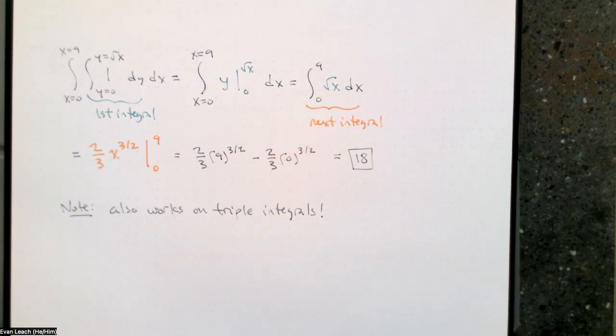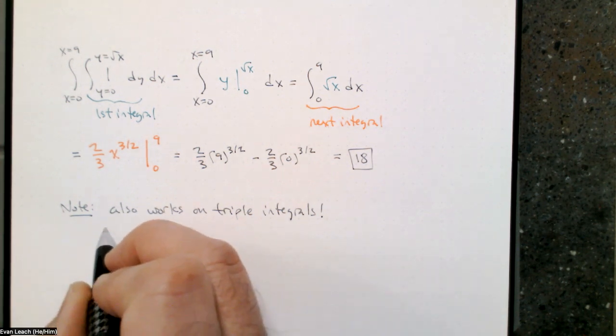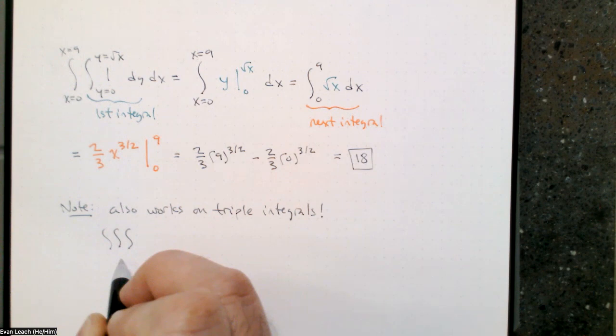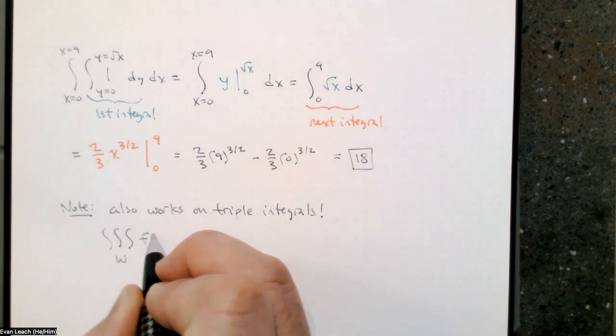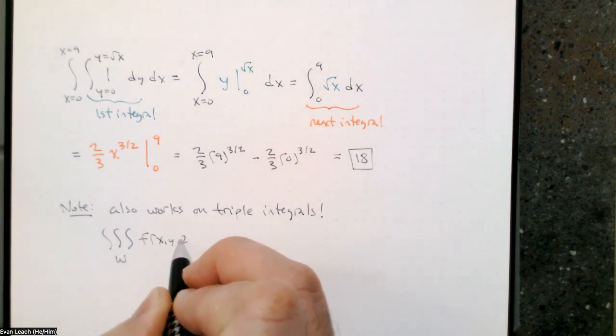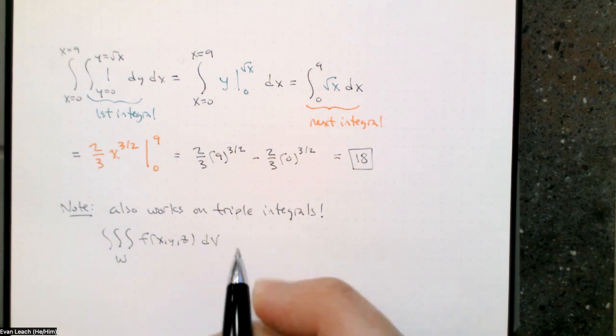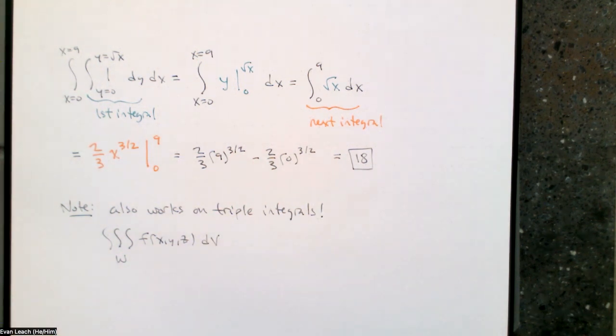A triple integral would just be like a double integral times 1.5. We changed the notation a little bit because we don't want to use the same things, but W would be some set of X, Y, Z, some solid in R3.